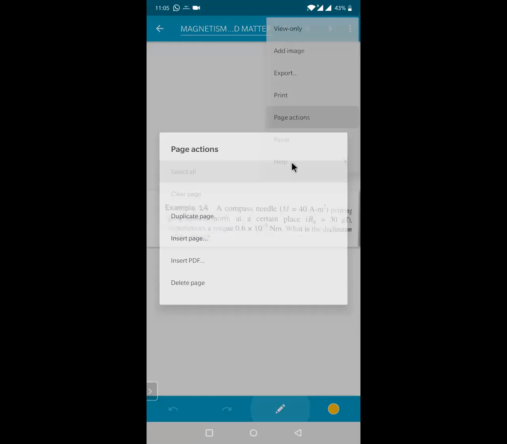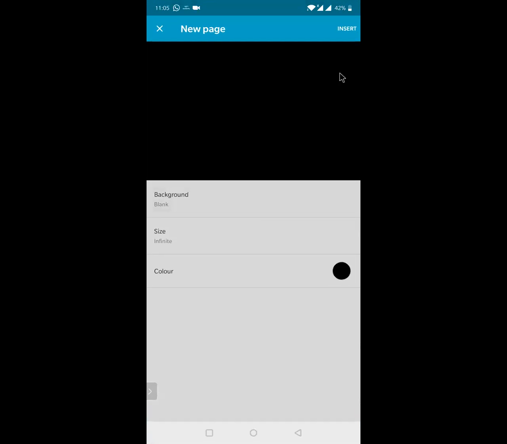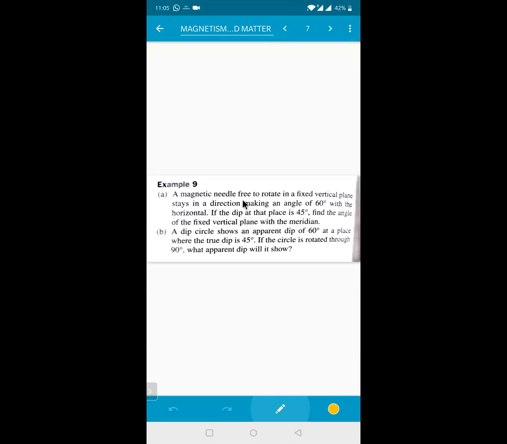This is something again very important. A magnetic needle is free to rotate in a fixed vertical plane, staying in the direction making an angle of 60 degrees with the horizontal. If the dip at that place is 45 degrees, find the angle of the fixed vertical plane with the meridian. So try to understand the question first. The angle of the fixed vertical plane means alpha is asked.